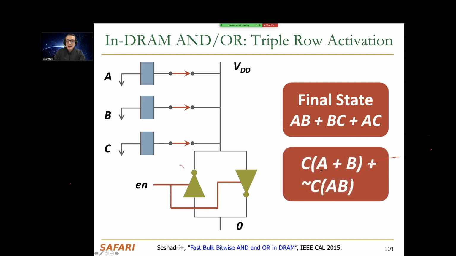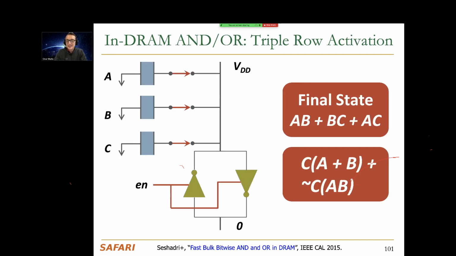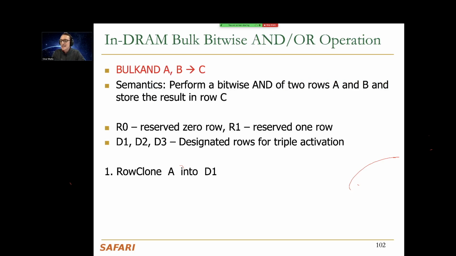But if you actually take C out, if you set C to 1, you get the OR of A and B. If you set C to 0, you get the AND of A and B. So now you can do a bitwise AND and bitwise OR depending on the value you set into C. And you can expose this to the ISA. I'm not going to talk about this.